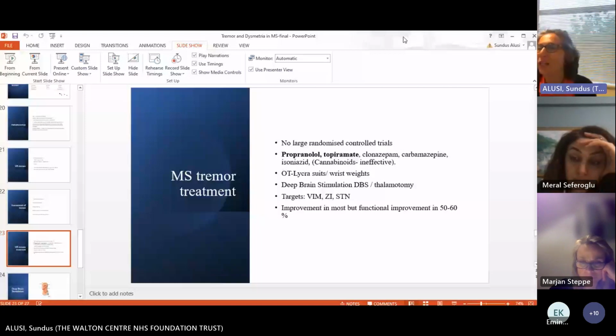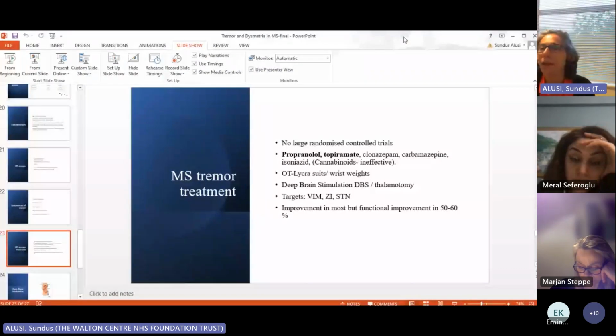Yes, of course. So if you did thalamotomy or deep brain stimulation, you will improve the tremor hugely by 80%, but the person still cannot function, cannot use their arm to write or play music. Why is that? Why is it more helpful in other tremor conditions? What's different about MS tremor?